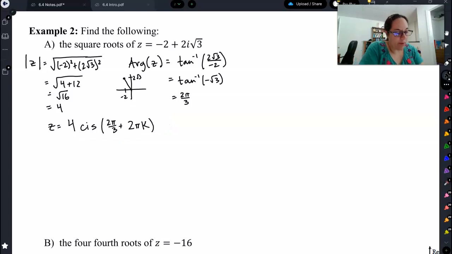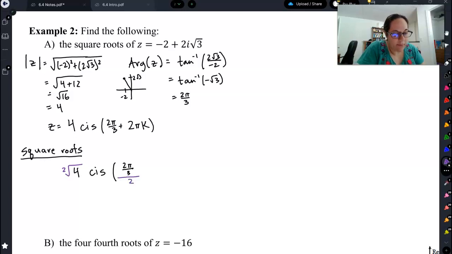Now, in this problem, we want to find the square roots. So I am going to do the square root of the modulus. And I'm going to take the theta, divide it by that root number, as well as my 2 pi k, divide it by that root number. That's our rule for finding roots.